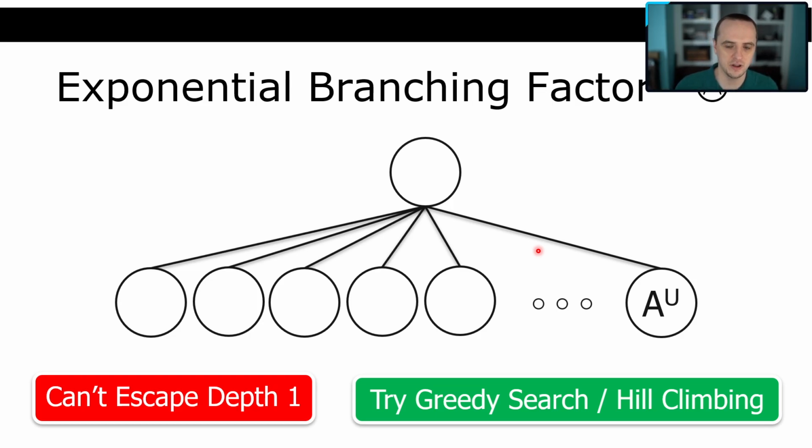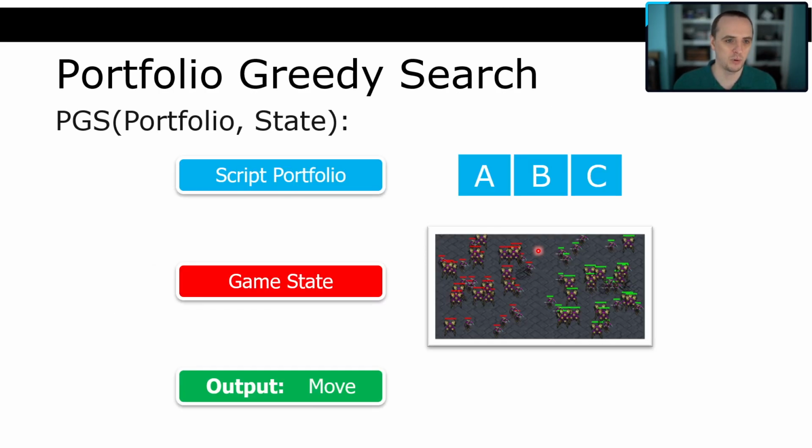Well, I came up with another algorithm called portfolio greedy search. This was a greedy hill climbing algorithm that actually did a better job than the search algorithms. And here's how this worked, if you're interested. I created a script portfolio. Like I talked about before: attack closest, attack weakest, attack lowest hit points, run away, gather, what else? Attack the highest DPS unit. There were all these different scripts that I wrote that are often used in real-time strategy games.